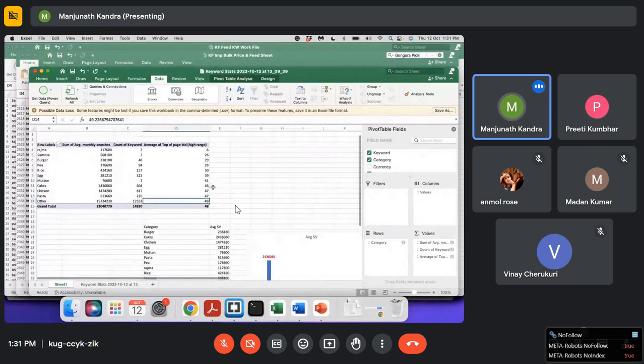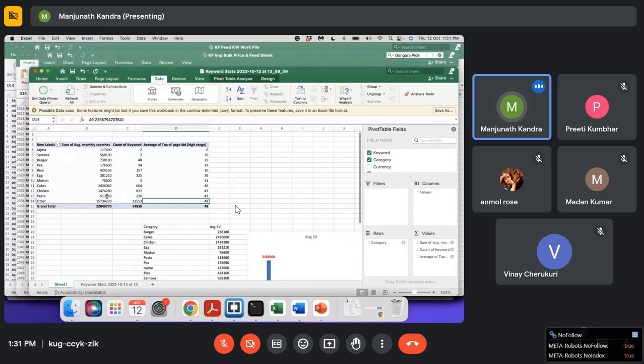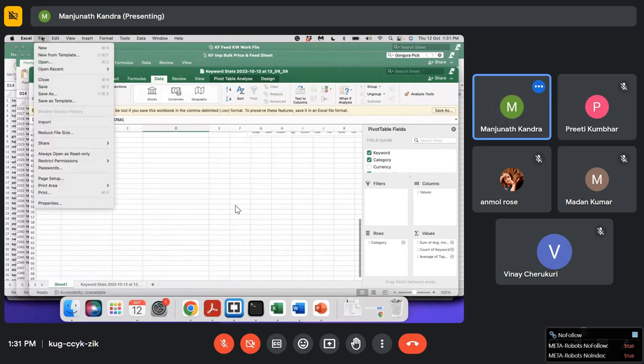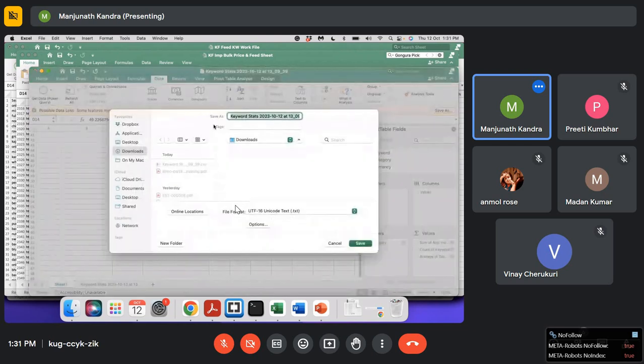Yes. So I'll save this and I'll also update this information or details on the tracker. Let me save this first. File, save as. So why I'm saving it as Excel book and not a CSV, I'll tell you the reason.